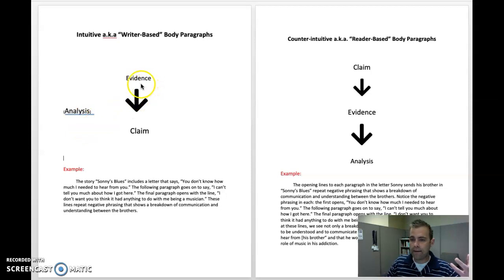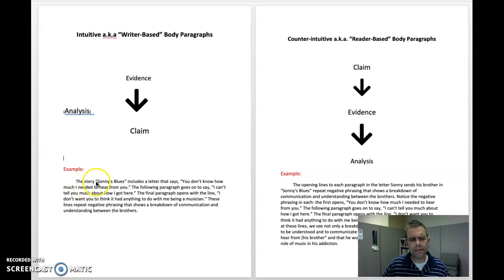Now, what we have again is students who often open with evidence, think about it, and then write a claim. This is a natural, intuitive method for writing papers, but it doesn't get your message across to the readers in the order that they need it. Down here I've written an example. I hope you all can read it. And this is from Sonny's Blues, a story that we read in Literature 277 if you're in that group.